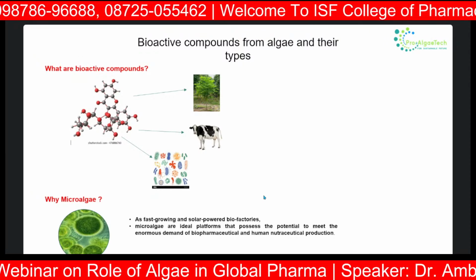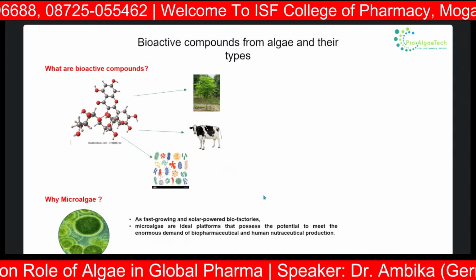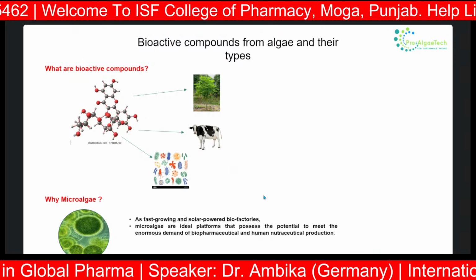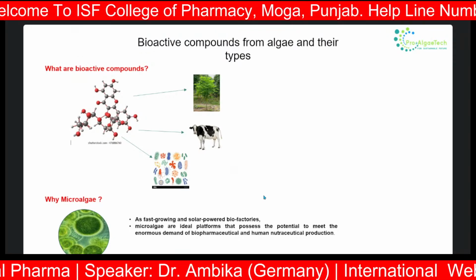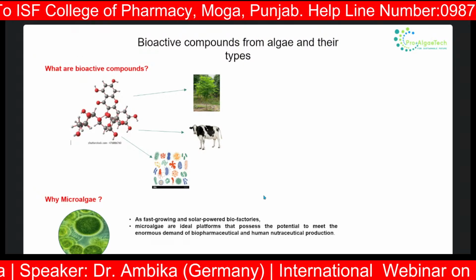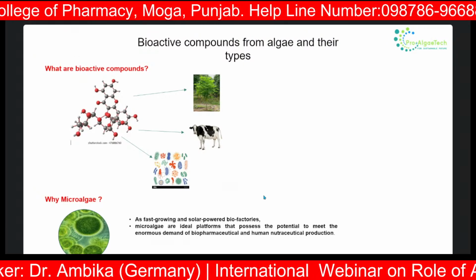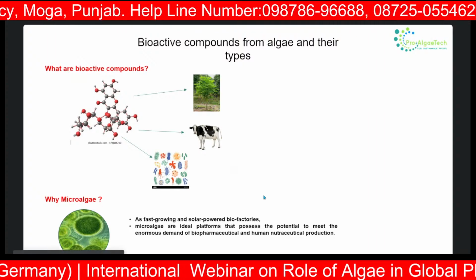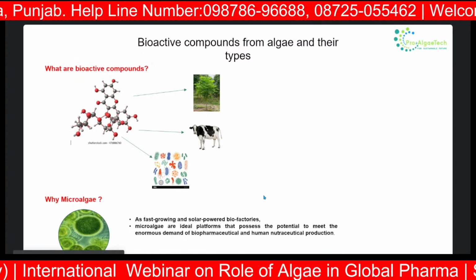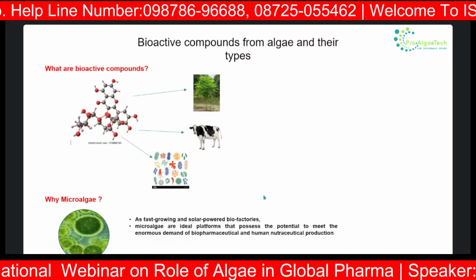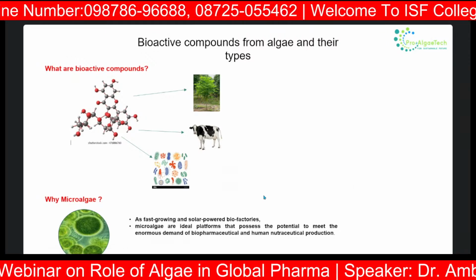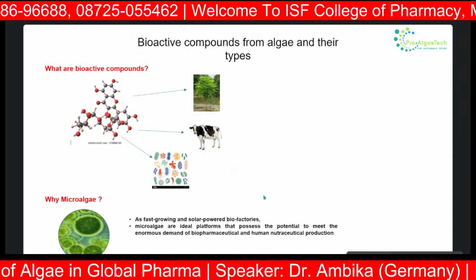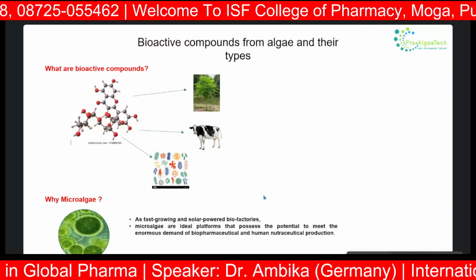Algae are a rich source of bioactive compounds, including polysaccharides, polyphenols, pigments, and fatty acids. Some common bioactive compounds found in algae are carotenoids, phycobilin proteins, fatty acids, polysaccharides, and polyphenols. These compounds have been studied for their potential health benefits, including antioxidant, anti-inflammatory, and anti-cancer properties.